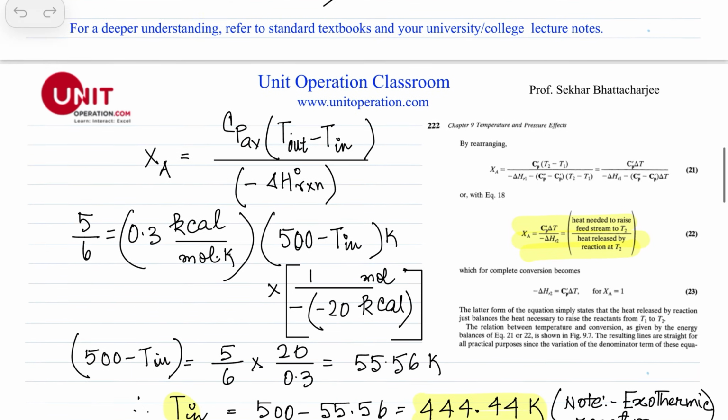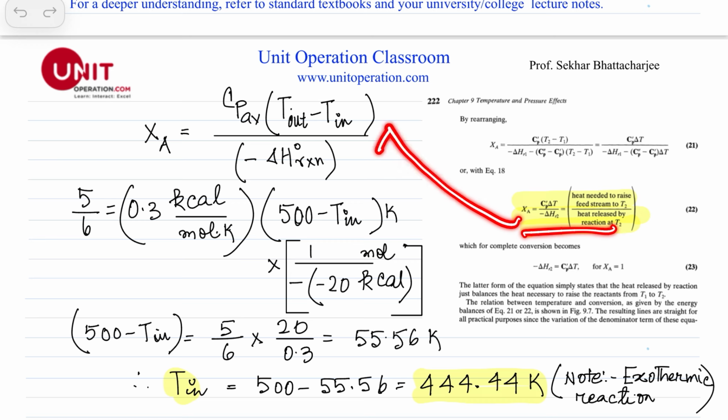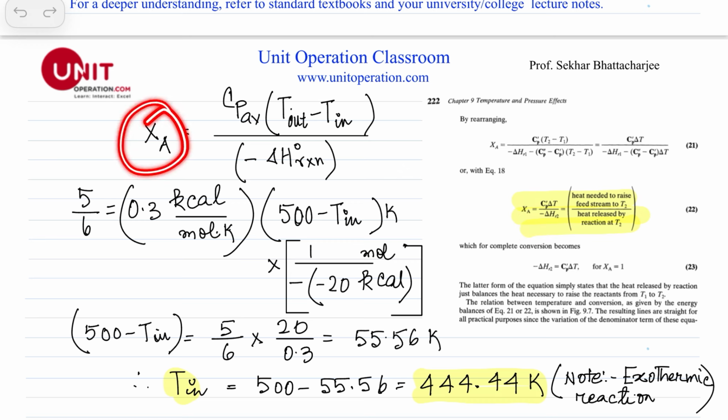Now, this is also for an adiabatic reactor. If we do the material and energy balance, you'll find that this is the equation. I have just written it down. We know the value of XA calculated, we know the CP average, we know this value. So we can immediately calculate the value of T0, which becomes 444.44 Kelvin.